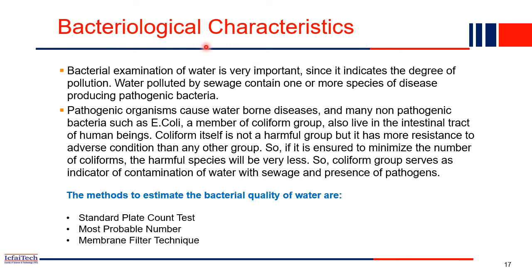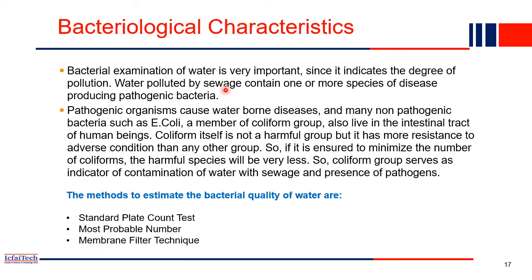So now the last characteristics, that is the bacteriological characteristics of water. At the beginning we discussed that water is composed of three types of characteristics: first the physical characteristics, then the chemical characteristics, and the third one is the bacteriological characteristics. Many pathogenic bacteria are present in the water, so we should not directly consume it. Before consuming, we have to make sure that there are no pathogenic bacteria in the water. These different experiments are there to find out how much bacteria are present in the water.